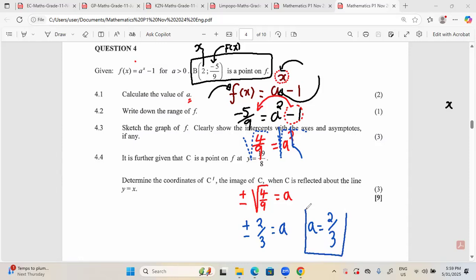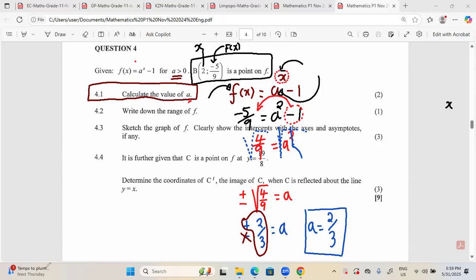Because we are told that the value of a is greater than 0, they are saying a is positive. So we leave out the negative. We are left with positive. So a is positive 2 over 3. This was a very, very important question that I wanted us to explore regarding the exponential function. I wanted to show you how to find the unknown here.